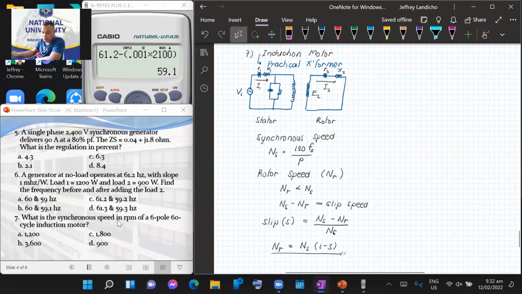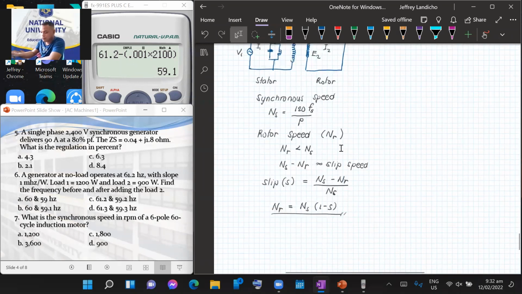So dito, hinahanap lang synchronous speed of this given induction motor. Ito na pala yun. So direct substitution tayo. So for number 7, synchronous speed would be equal to, so solving for NS, ito lang yun. You have 120 times the source frequency, which is 60 cycles per second, 60 hertz, i-divide na lang natin sa 6 poles. So therefore, this is only equal to 1,200 RPM. That should be it.